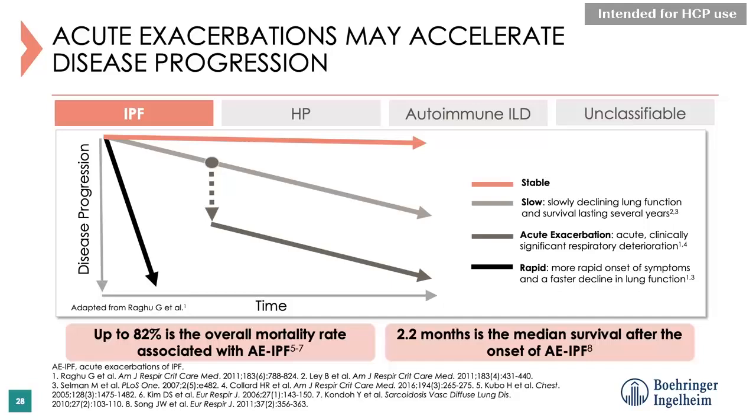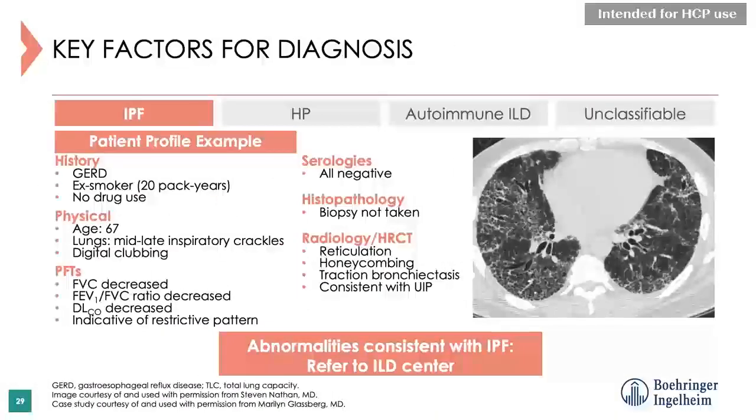Complicating matters further is that at any point along the way, you can have this dotted line, which represents an acute exacerbation. Those who acutely exacerbate often die, unfortunately. The mortality is about 82%. Even if you do survive the event, mortality is still quite high, only about 2.2 months of median survival after the event. So this is an example patient and key factors for considering IPF.